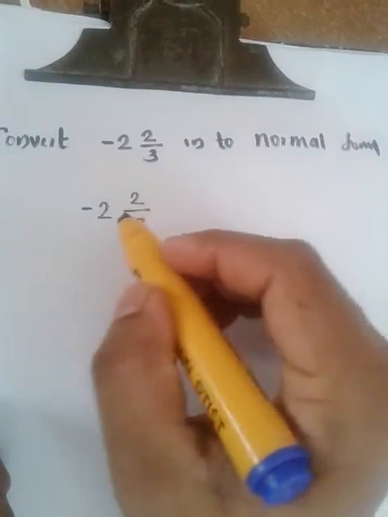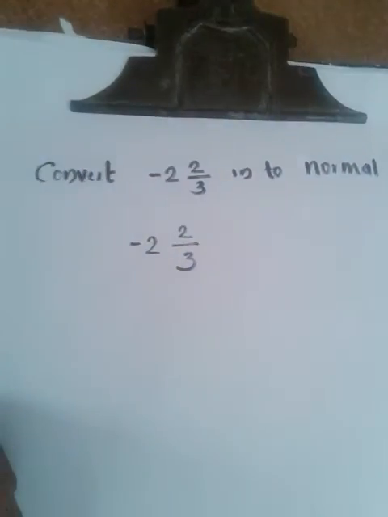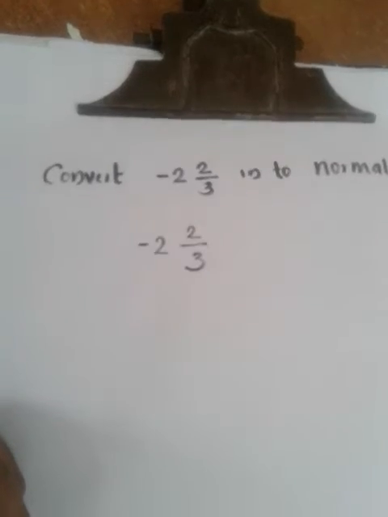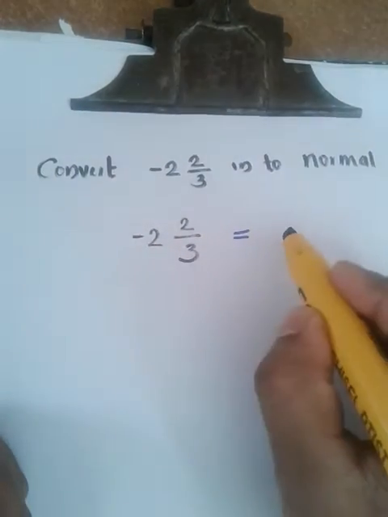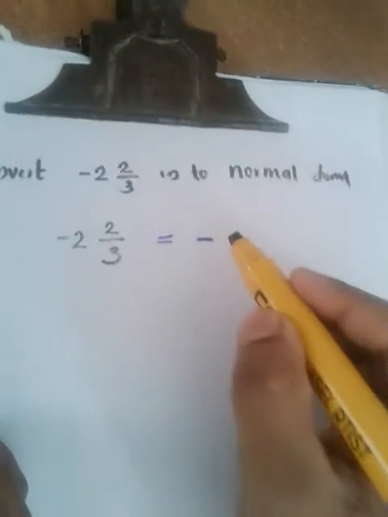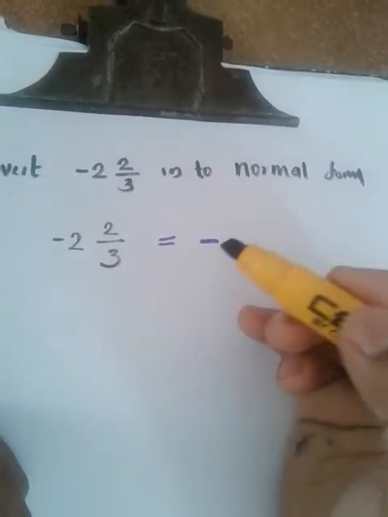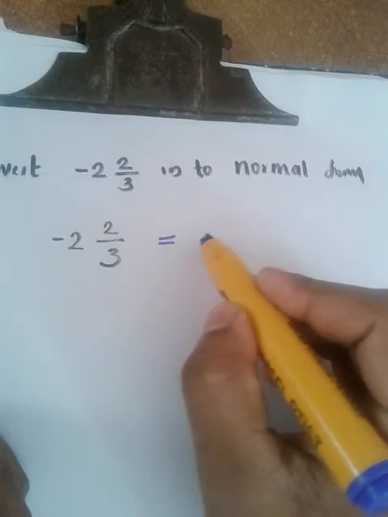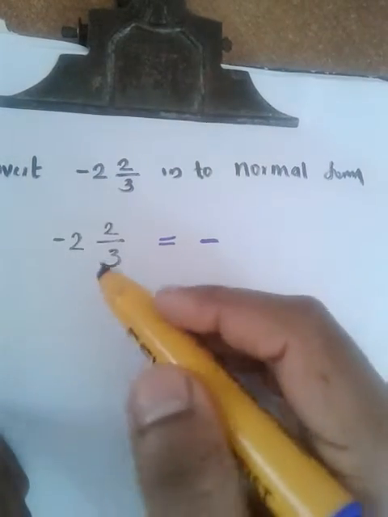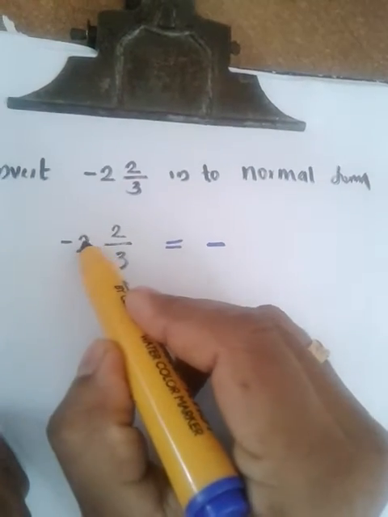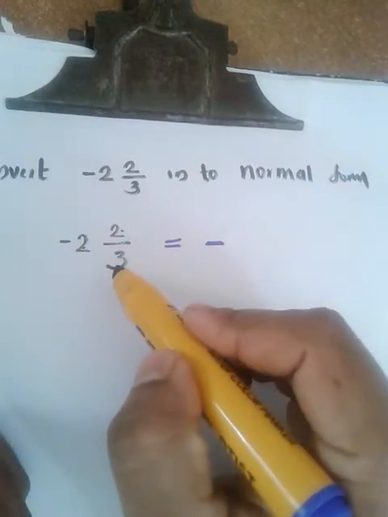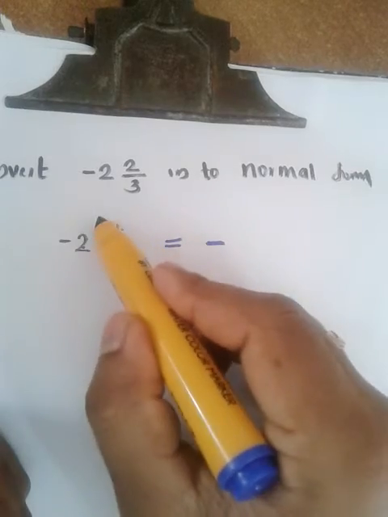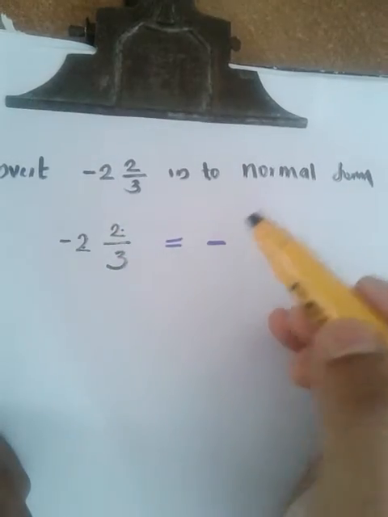See, this is the question, no? -2 2/3. What you're supposed to do first is keep this minus sign as it is. You just mark the minus sign as it is without any change. And now just think about this portion, 2 2/3. Minus sign as it is, then 2 2/3. How can you convert 2 2/3 into a usual form?